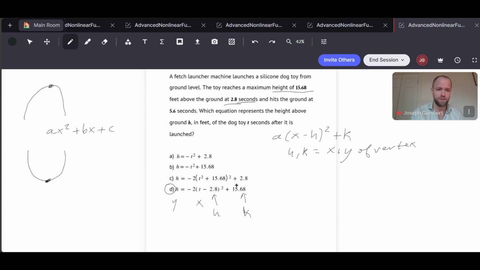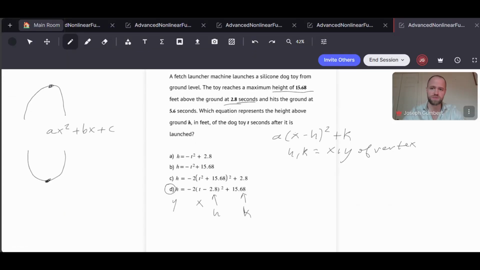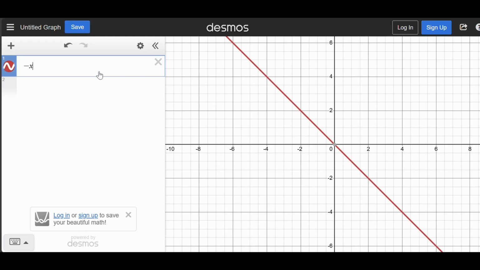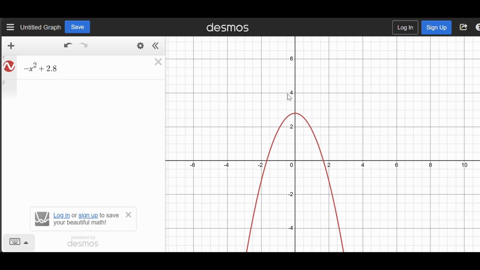Now, let's say you didn't have the vertex formula memorized and you just weren't 100% sure, then we could also, of course, go to Desmos. And if we model functions like this in Desmos, let's say if I looked at the first answer choice and I did negative x squared plus 5.2.8, I can see here that I don't really have the maximum height that I was looking for, especially if I realize that the y-axis is the height and the x-axis is the time, right?